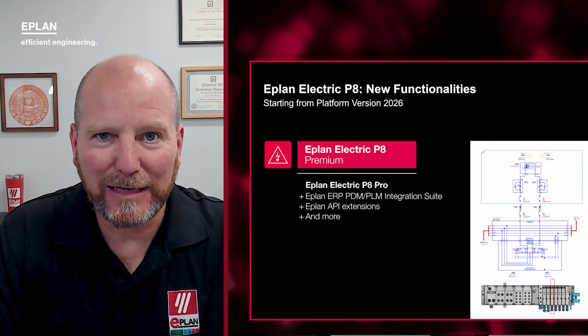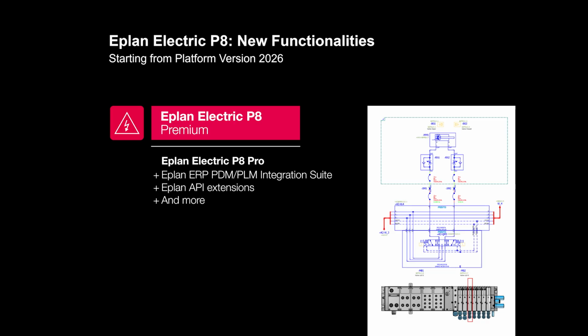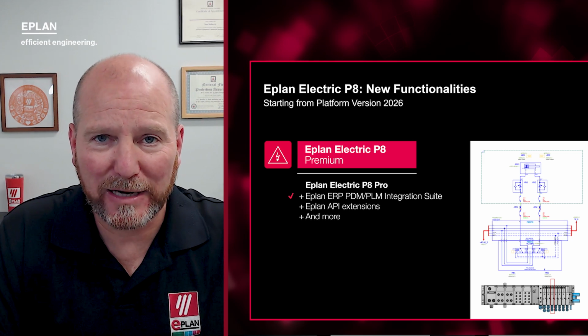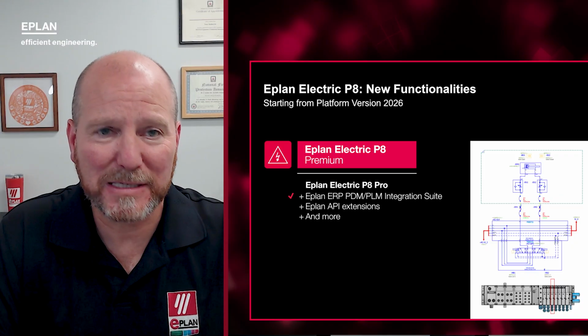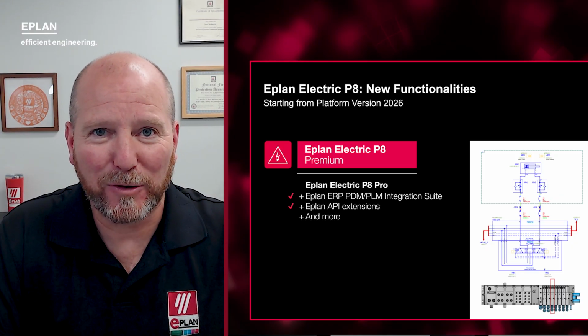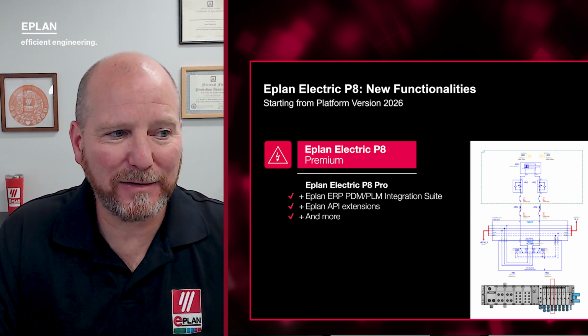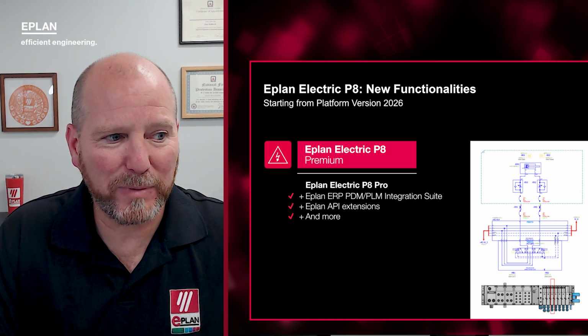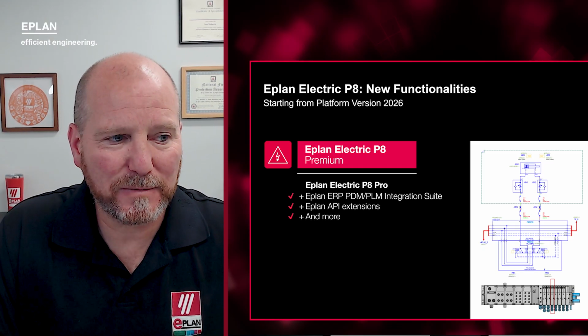And then we have Eplan P8 Premium, which has everything the Pro version has. In addition, it has the Eplan ERP PLM integration. That means that not only you can synchronize your parts, but you can also connect to your favorite PLM system. And the Eplan API extension to be able to develop your own APIs. So there you have it. For Eplan Electric P8, all of these functions have now been added to the various different expansion stages.